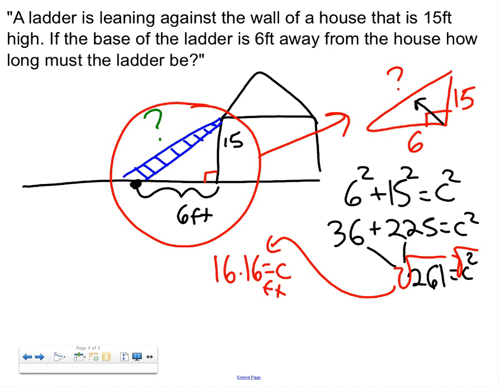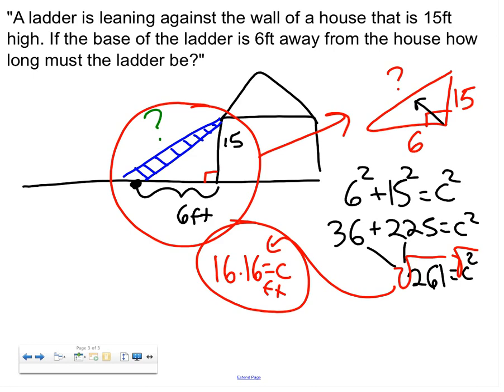Again, a quick check here shows that's reasonable. 16.16 is definitely bigger than 6, and it is just a smidge bigger than 15, but that's all we need, is it to be bigger. It doesn't need to be massively bigger, just bigger than the two legs. So 16.16 seems to be a reasonable answer. So that is how long the ladder has to be. If you're more than that, you're definitely going to get to the roof. If you're less than that, you need to get a different ladder.